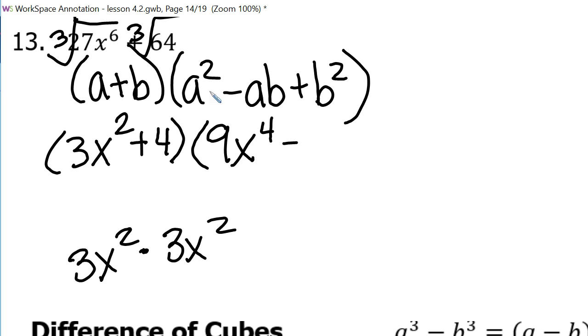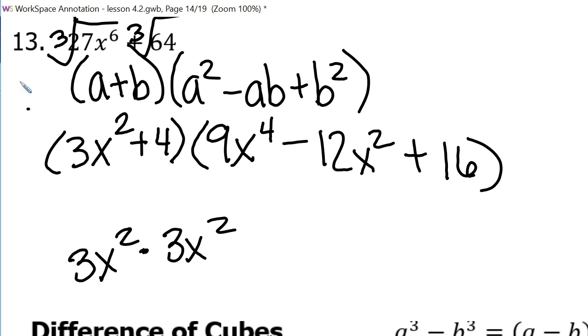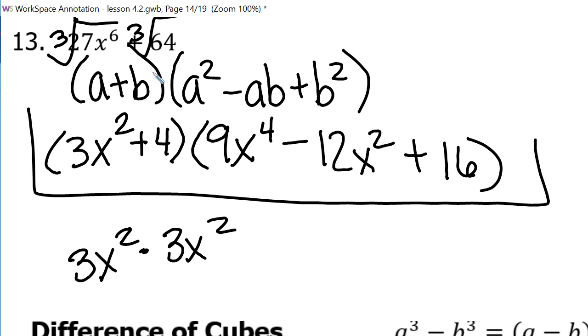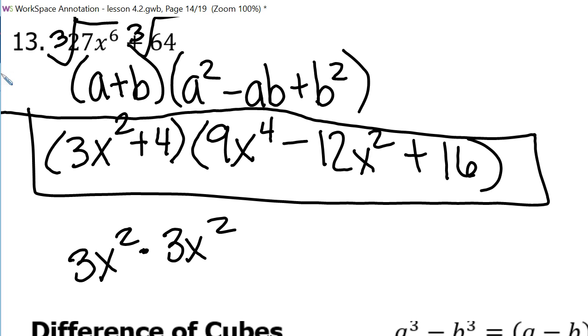What does AB mean? A times B. So we need to multiply 3x squared times 4. And what does that give us? 12x squared. So minus 12x squared. And then a plus sign. And now the 4 needs to be squared. And what does that give us? 16. So for the variable, when you take the cube root of a variable, divide the exponent by 3.